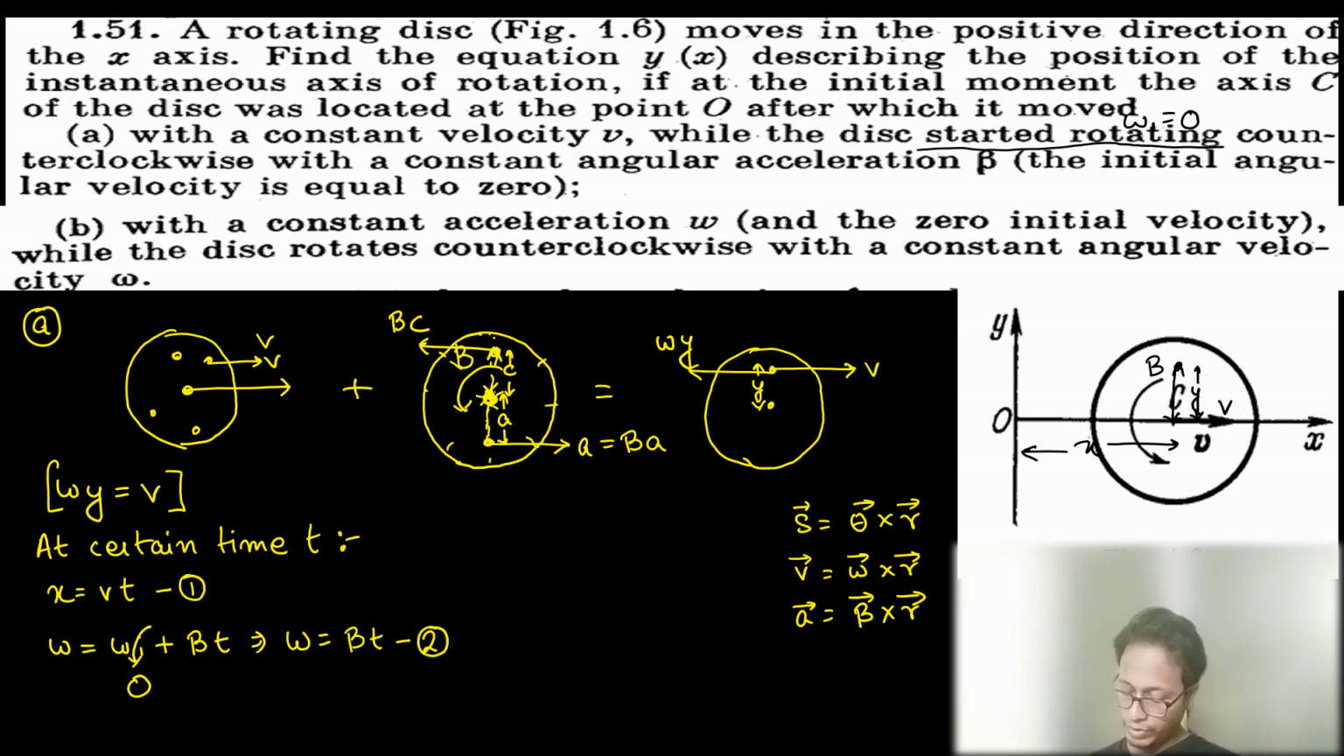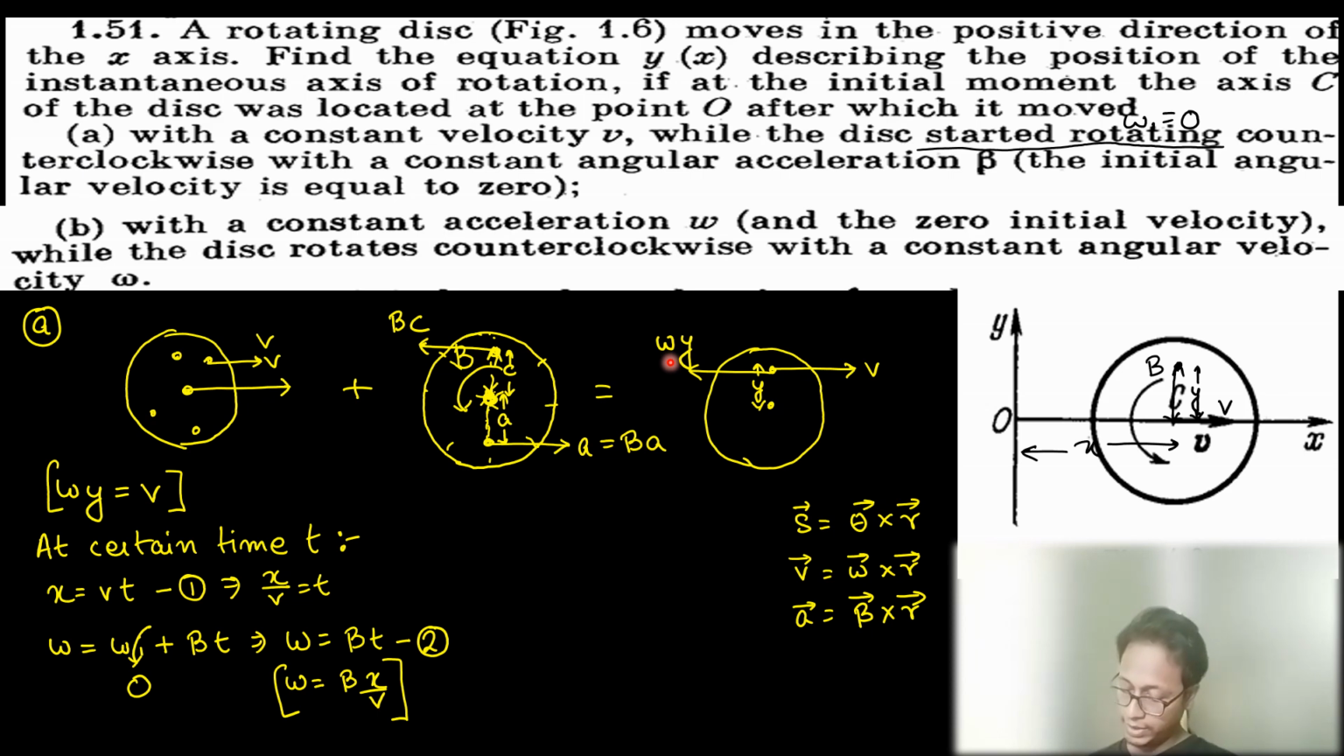Now somehow I have to eliminate the variable t. So I can easily substitute t is equal to x by v, from equation 1. I can substitute that in equation 2, so omega is equal to beta into x by v. The value of angular velocity is equal to beta into x by v.